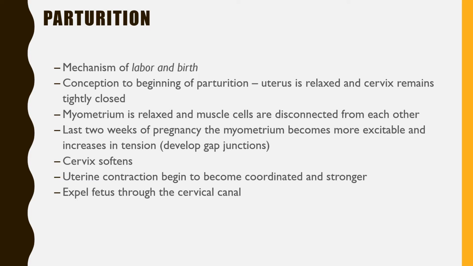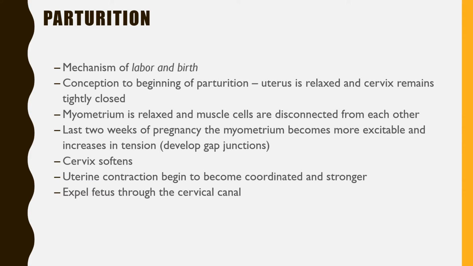In the last 2 weeks of pregnancy, the myometrium becomes more excitable and increases in tension, and they develop those gap junctions. What this means is that towards the end of pregnancy, as estrogen and progesterone are rising, the ratio changes so that estrogen becomes more predominant. When that happens, the excitability of the myometrium increases. And one of estrogen's jobs is to increase those gap junctions. This creates more excitable tissue that is all interconnected and creates more coordinated activity.